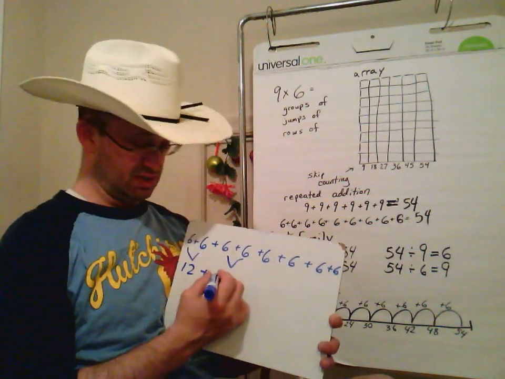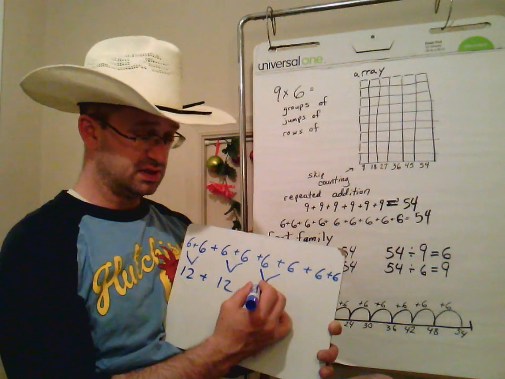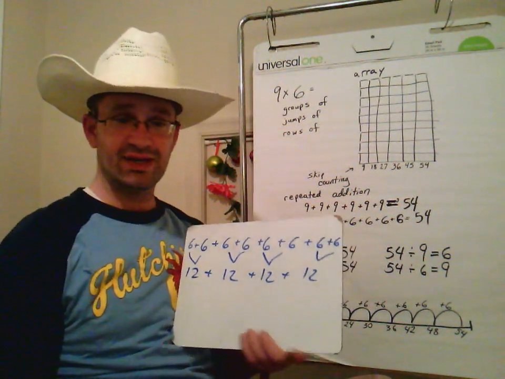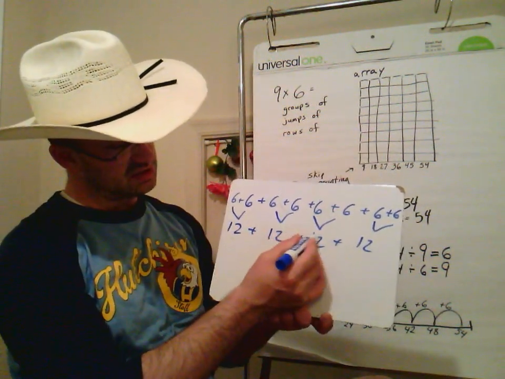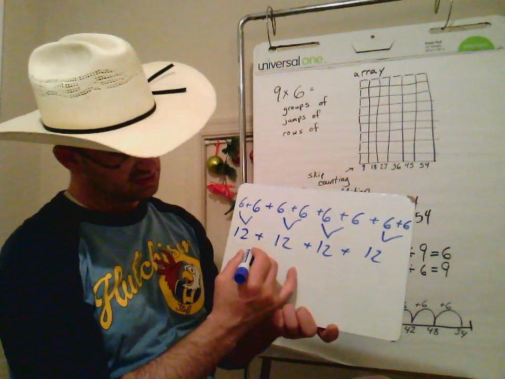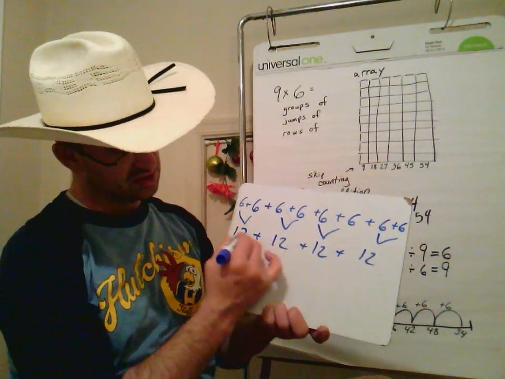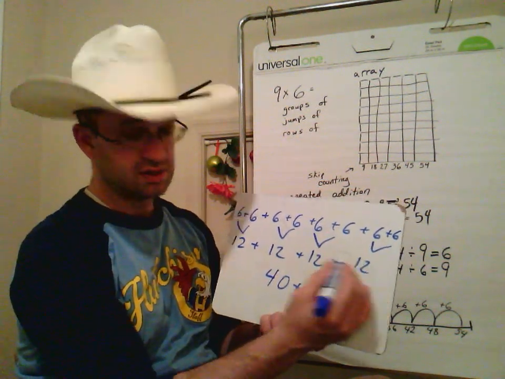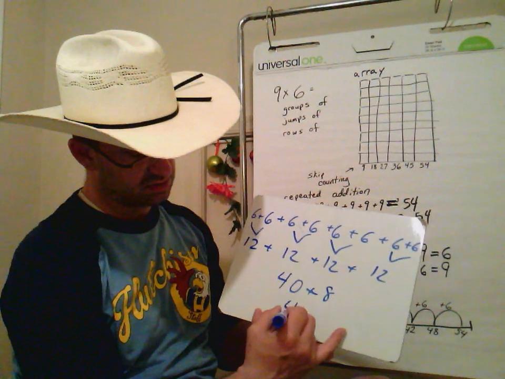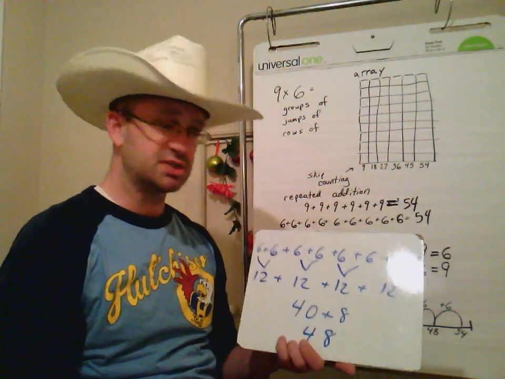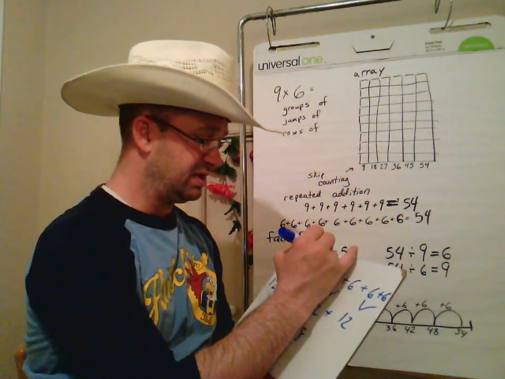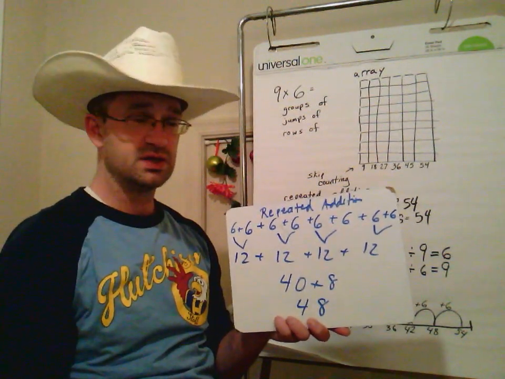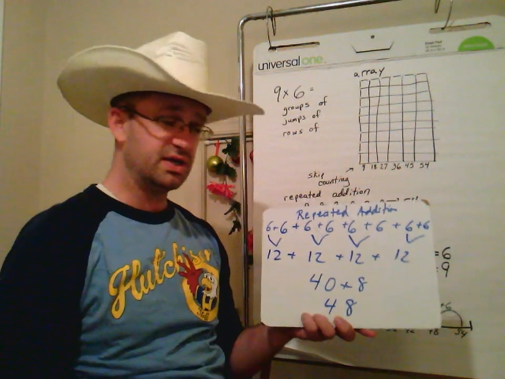6 + 6 = 12. And then 6 + 6 = 12. 6 + 6 = 12. 6 + 6 = 12. So I add all my sixes. Now I have to add my 12s. 10, 10, 10, 10. Or I could do 10 + 10 + 10 + 10 = 10, 20, 30, 40, plus 2, 4, 6, 8 = 48. Repeated addition. Got to put that title up there. Repeated addition. I love it. You guys are awesome. Repeated addition.